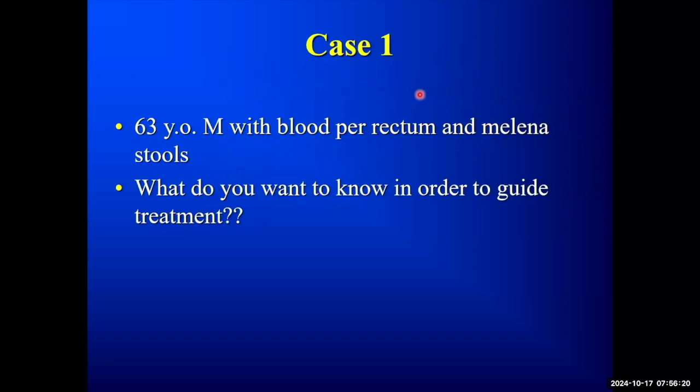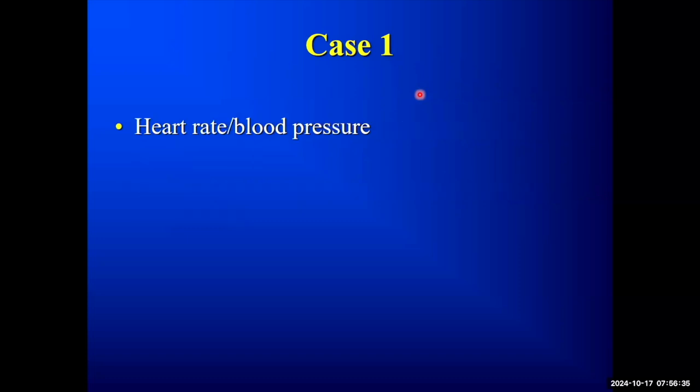All right, so here's a case related to GI bleeding. So 60-year-old man, blood per rectum and melena stools. So now, what do you want to know next? What do you want to ask the surgeon or the attending physician to help guide your treatment? So I would normally ask you these questions, but I'm just going to give you the answers.